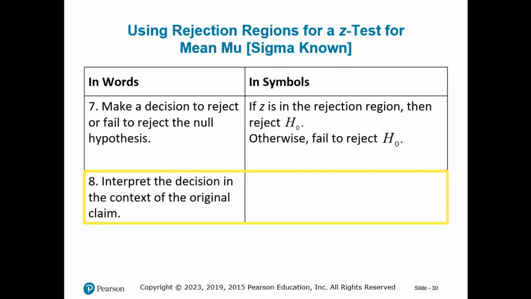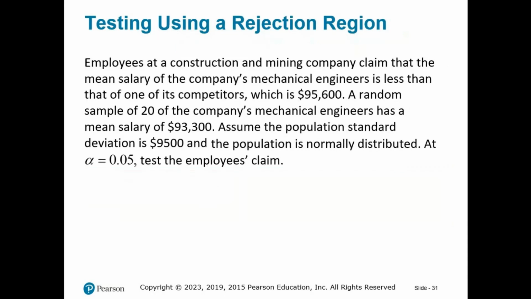Okay, let's apply all this to a problem. Employees at a construction and mining company claim that the mean salary of the company's mechanical engineers is less than that of one of its competitors, which is $95,600.